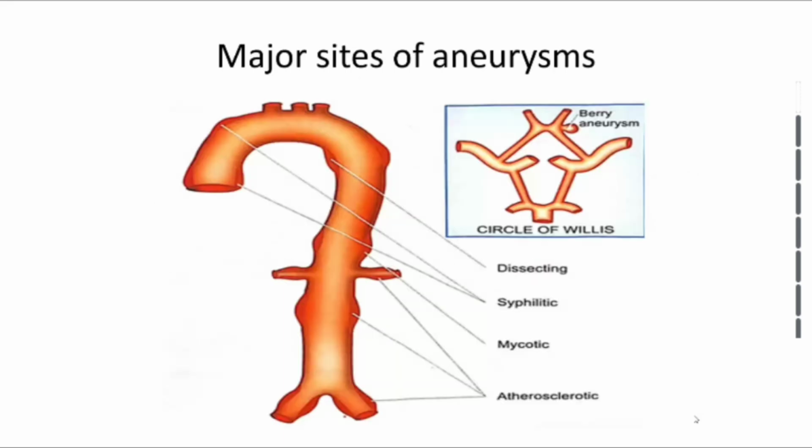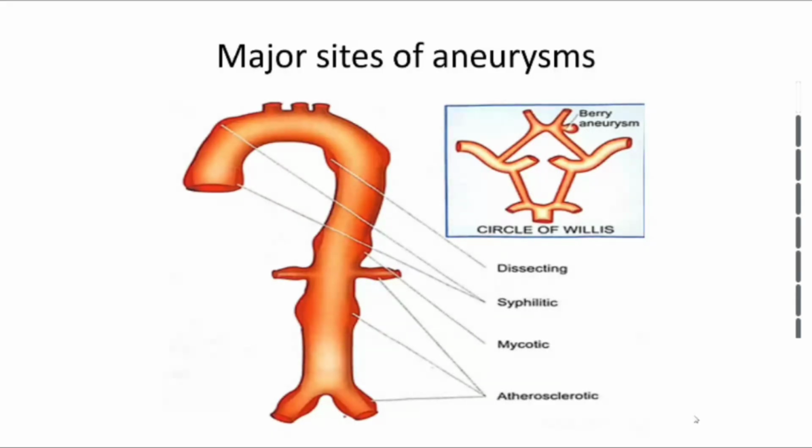Then we have major sites. You can see that diagram, that is the aorta. You can see the ascending aorta. Just around the ascending aorta, the more common one that tends to affect there is in a person who has syphilis, that disease is likely to affect the ascending aorta. So you're likely to have the syphilitic aneurysm in the ascending aorta and part of the arch of the aorta. And when you come down towards the arch of the aorta and the descending aorta, dissecting aneurysm is quite common.